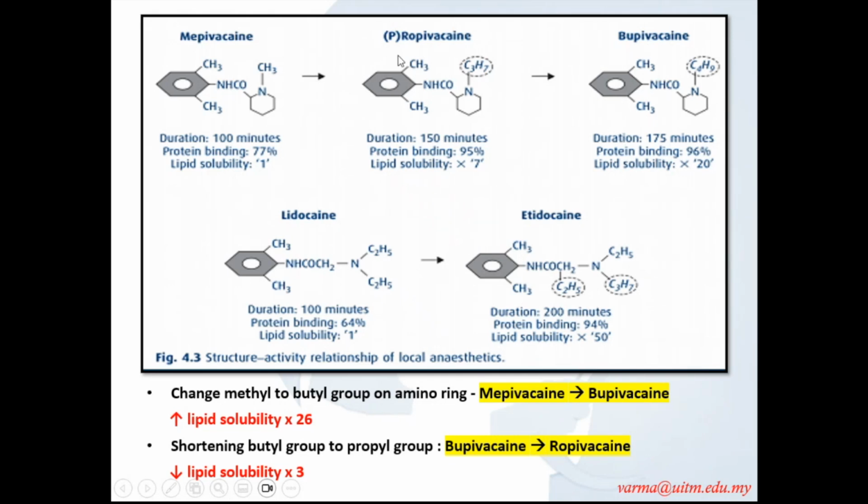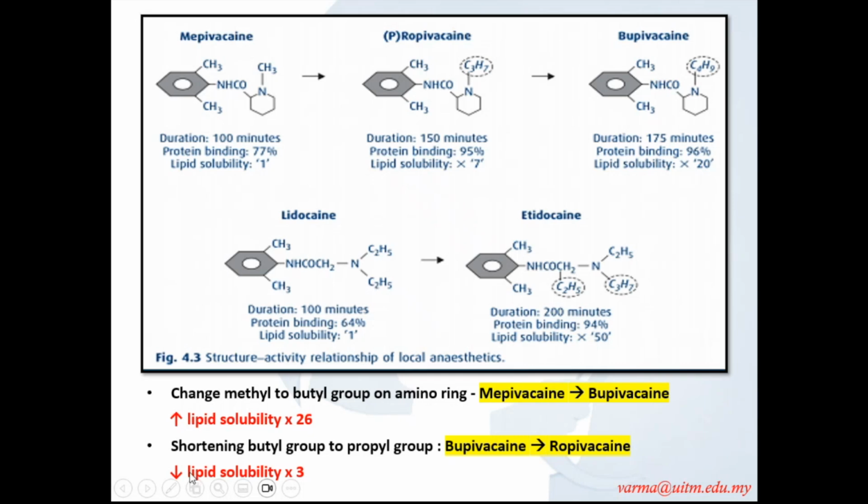Okay. Compare ropivacaine and bupivacaine. C3H7, C4H9. Obviously, this is a smaller side chain compared to this, right? That's why you see duration is shorter and lipid solubility is lower. So it is less potent compared to this. Then we compare lignocaine. Lignocaine has a side chain as well, C2H5, C2H5, but its side chain is divided into 2. That is why the difference.